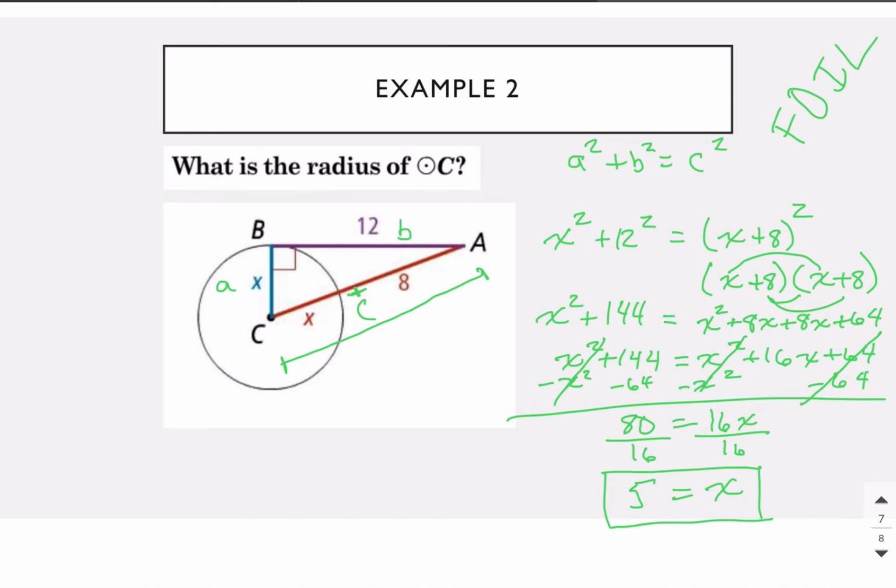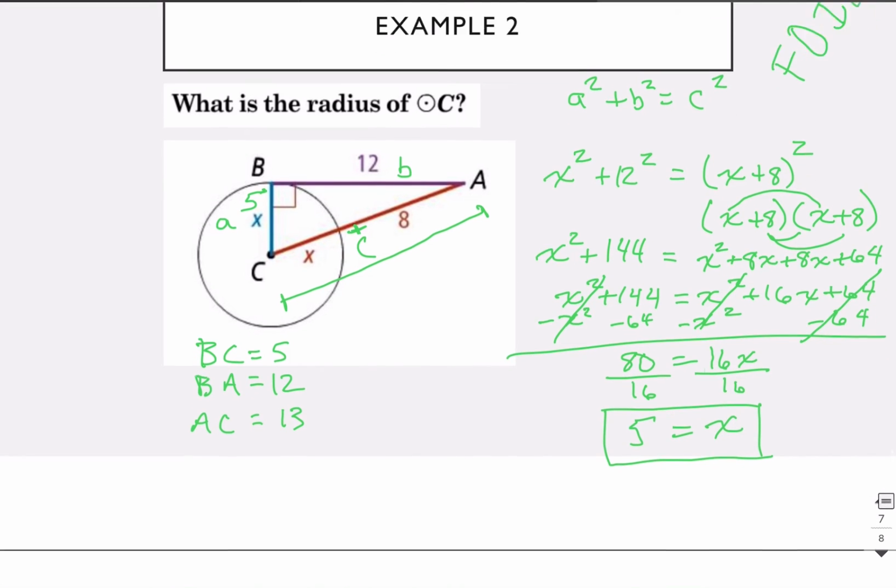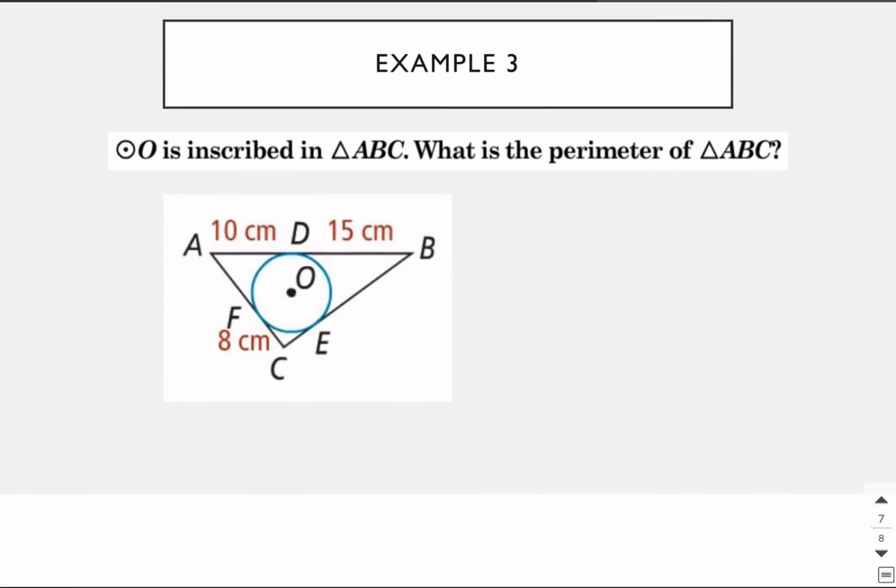And so if we wanted to, I would now know that BC equals 5. We already knew that BA equals 12, and now all of AC will be 8 plus 5, which is 13. So now I've found the radius and also the side lengths of the triangle, or right triangle. And the last one.